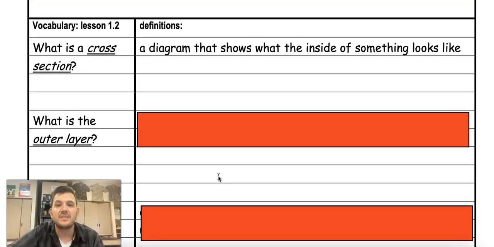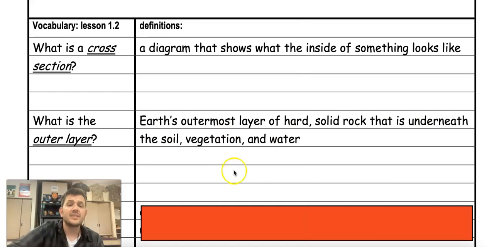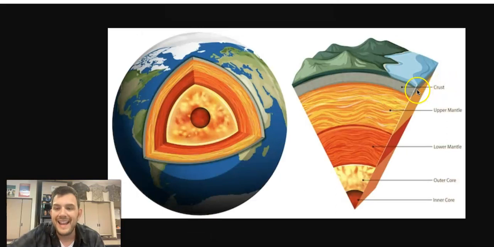The next question is, what is the outer layer, okay? The outer layer is Earth's outermost layer of hard, solid rock that is underneath the soil, vegetation, and water. Everywhere in the world, we have that outer layer, and it's just under a few things. So if I jump back to the picture that I had here, the outer layer is this region right here. It's part of the crust, this outer shell.